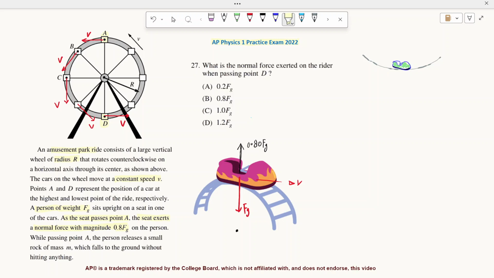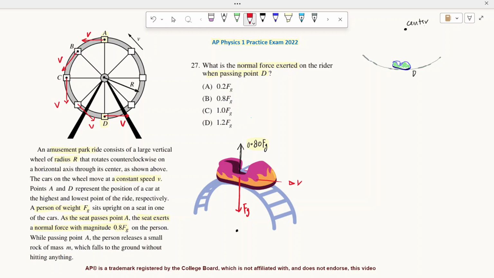So, according to the question, what will be the normal force exerted when it will be passing the lowest point, that is point D, exactly at that point? Now, the normal force at point A, which I have already shown you in the diagram, is 0.80 Fg, which is less than the force of gravity. But at the point D, the center relative to that point is at this position, this is the center of the circle, and the radius is big R.